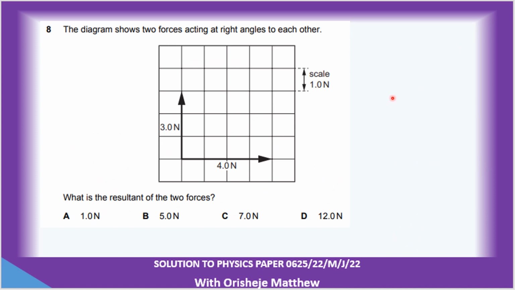D. Question 8. The diagram shows 2 forces acting at right angle to each other. What is the resultant force? So you do the scale drawing. Okay, transfer this one to the top of this. Then the resultant is from the beginning to the end. Okay, so when you do that, you can use calculation. 4 squared plus 3 squared. That will give me 16 plus 9, 25. Square root of that, 5 Newton. That is B.